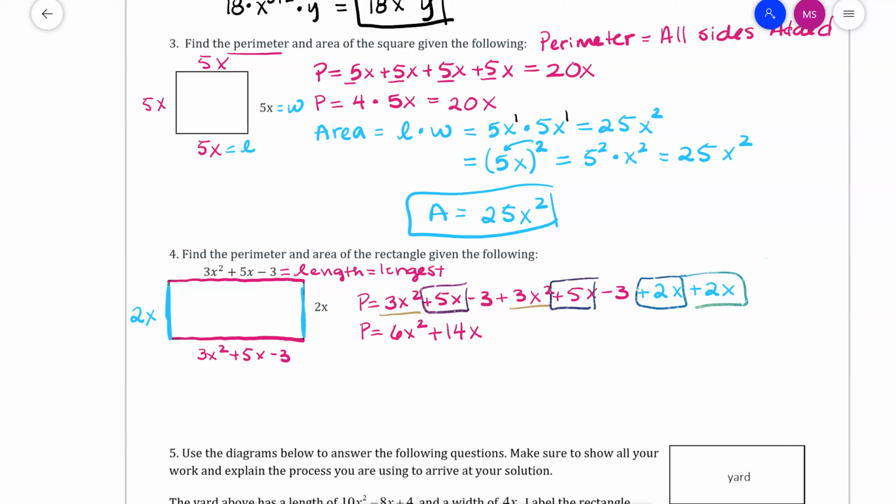And last but not least, we have the constants. So -3 minus 3. That's going to give us a -6. And that is your perimeter. Look at that. Easy peasy.